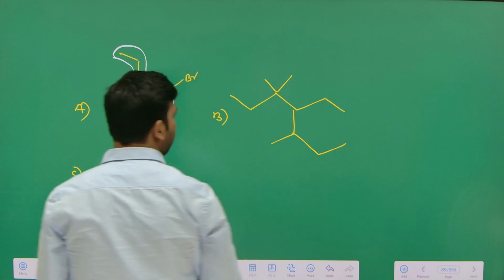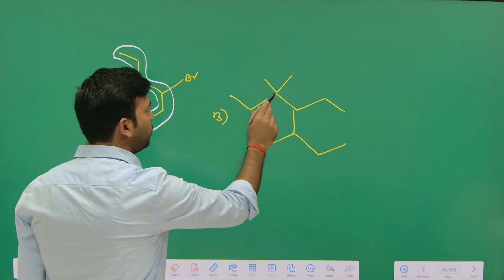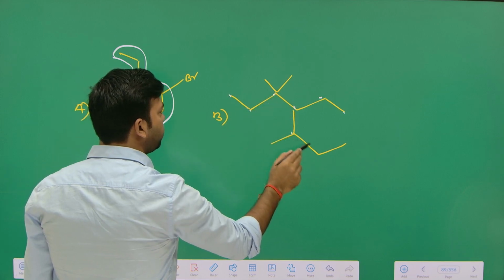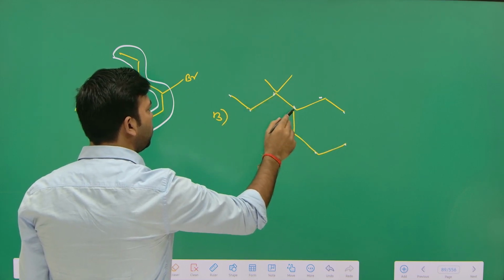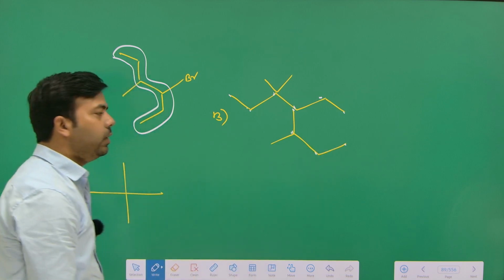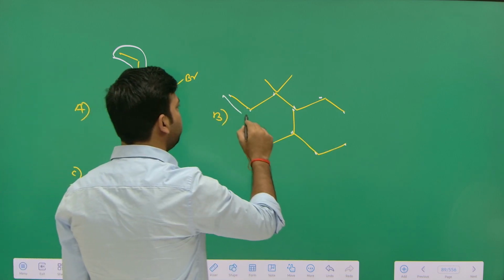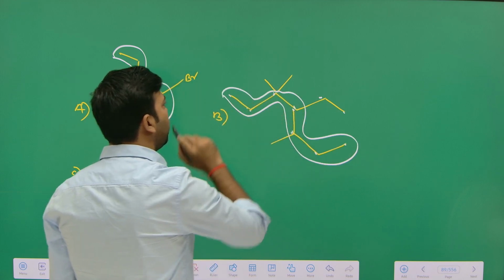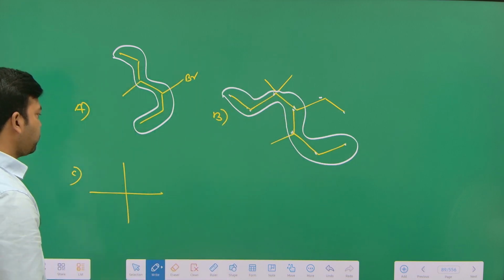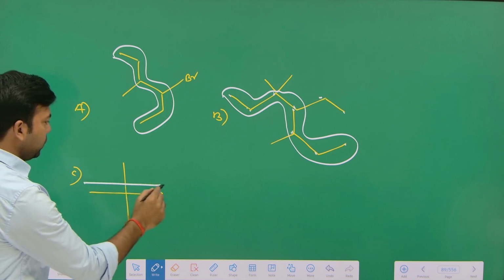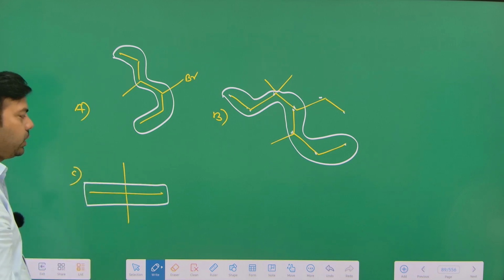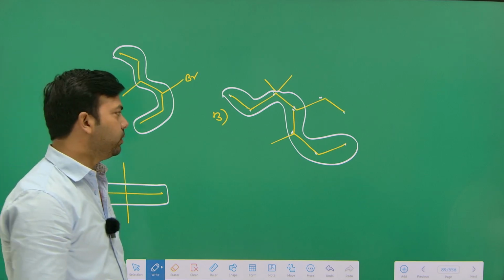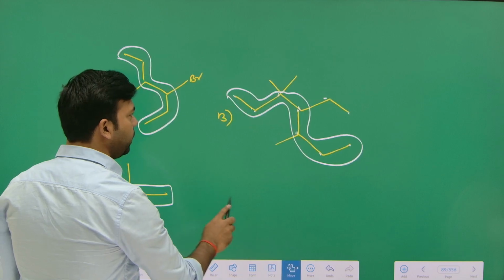And here, if you go straight from here: 1, 2, 3, 4, 5, 6. 1, 2, 3, 4, 5, 6, 7. 1, 2, 3, 4, 5, 6. So 7 is the longest one and we can start from here. Clear, like this. And this is symmetrical, so the vertical 3 carbon chain is also the parent chain. So now we can decide the numbering here.